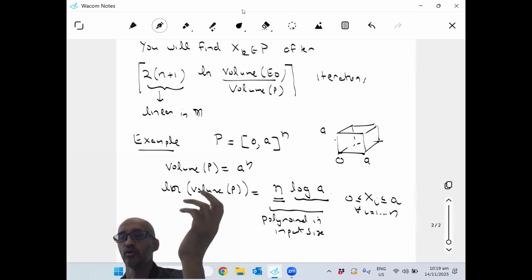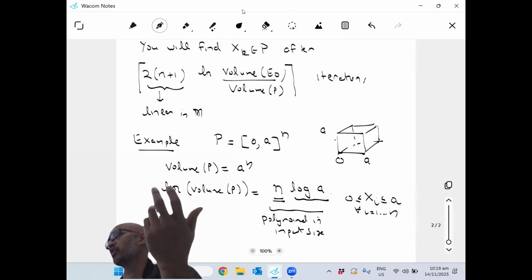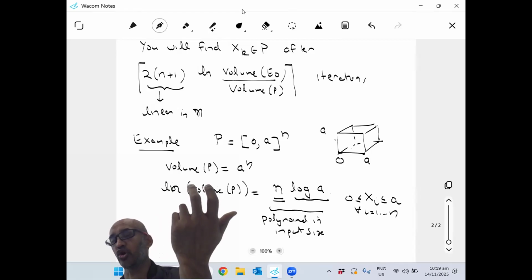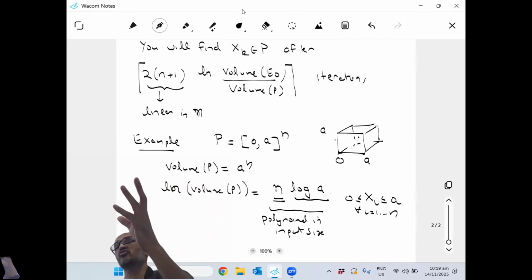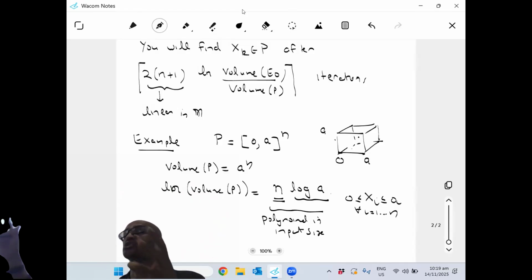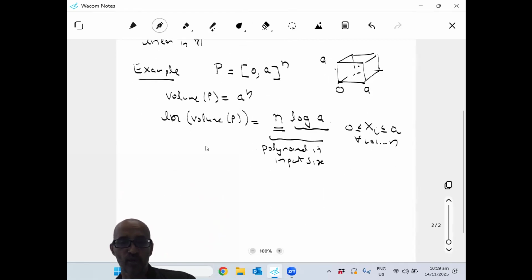Great. The volume of E naught. It depends on how you find E naught. But a simple ellipsoid in this problem is the following. What ellipsoid will contain this box? An ellipsoid with the center at a by 2 and a large enough radius. So here's an ellipsoid which will contain this box.